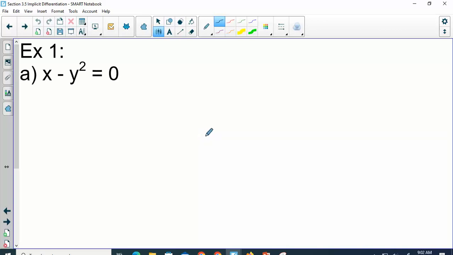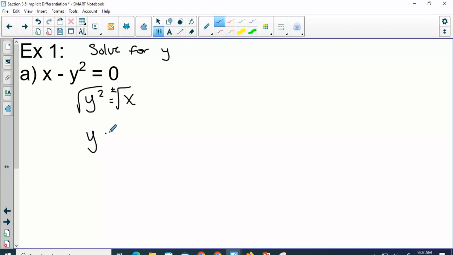All right, let's practice first. Let's just solve for y. So we know if I wanted to do the derivative like I have been, I would have to get it to be y equals. What would I do? You can either add the y squared over or subtract the x and then divide by -1. And then what do you do? And if you had a square root? So we get y equals plus and minus the square root of x.